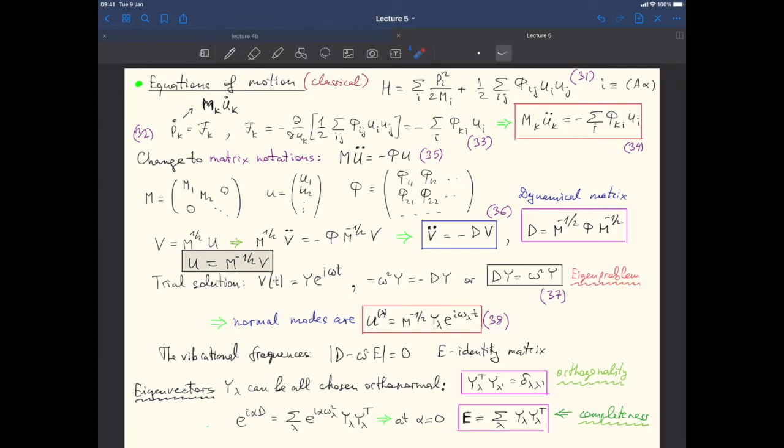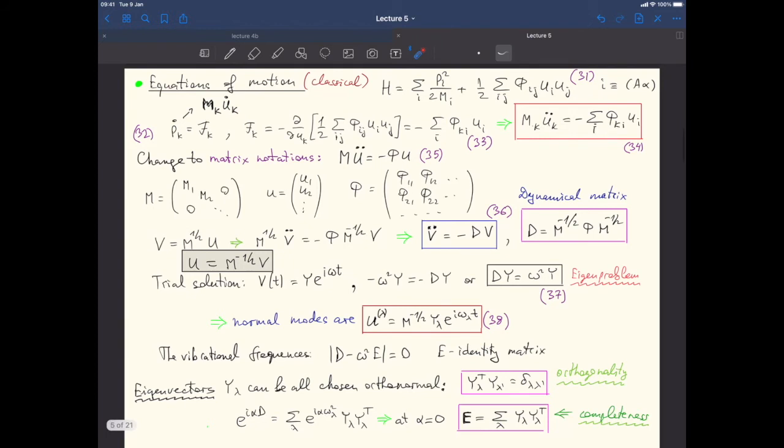Then we replace u from here into our equations, and we will obtain this equation here. Then we multiply both sides of this equation by M to the power minus half, so that M would then disappear, and this M to the minus half will reappear here. So on the right hand side, we introduce a matrix D, which is written like this, which is called the dynamical matrix. You see it's formed from the force constant matrix, which is multiplied from the left and from the right by M to the minus 1/2, which makes this matrix also symmetric.